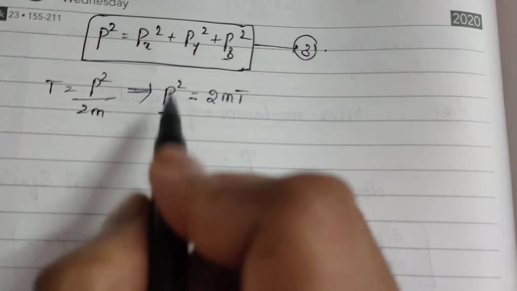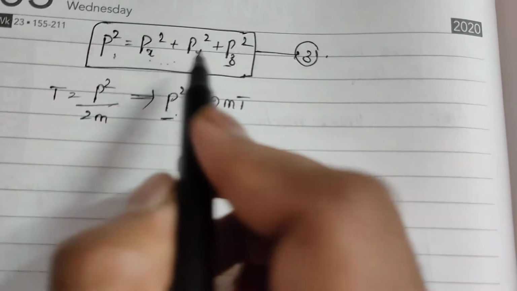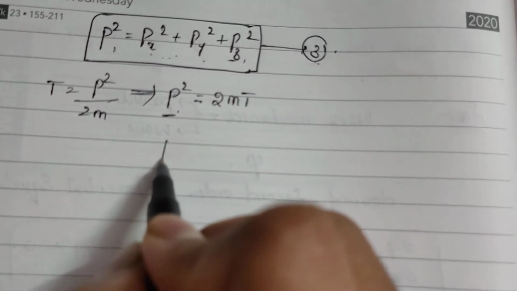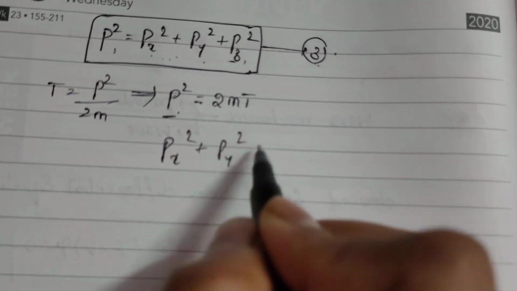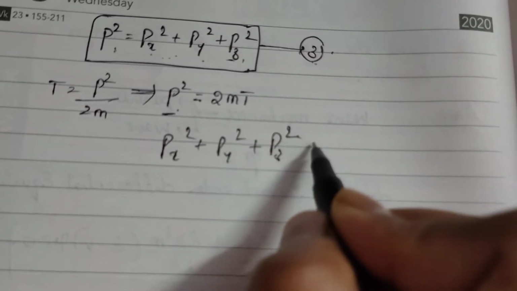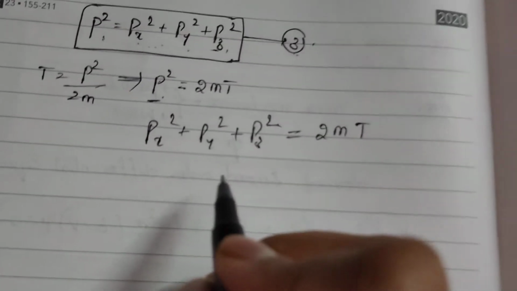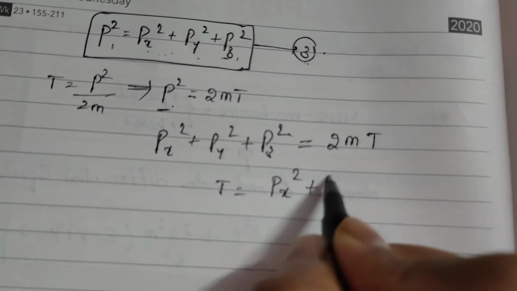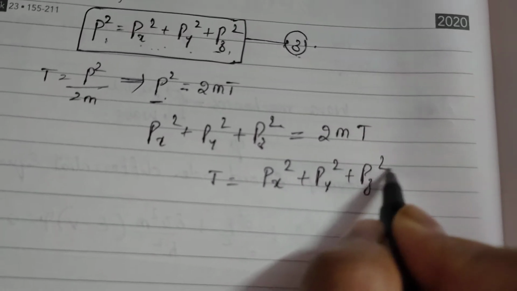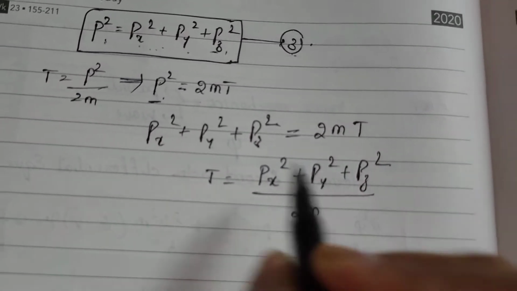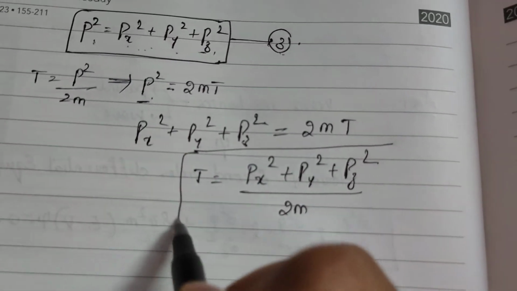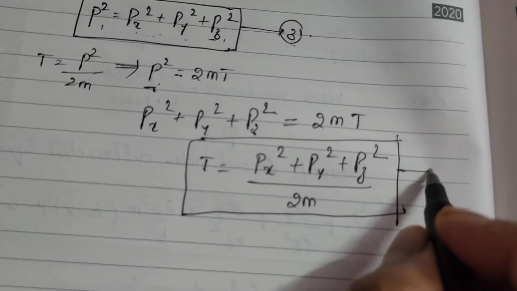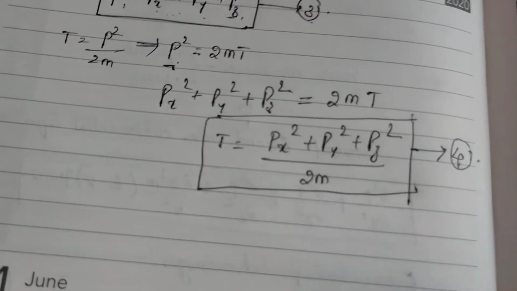We know that total momentum p square can be replaced with px square, py square, pz square. So I can write this equation 3 as px square plus py square plus pz square equals 2mT. So I can also write the term T must be equal to px square plus py square plus pz square upon 2m, isn't it? So we are just replacing the term p with px, py, pz. You consider this as equation 4.